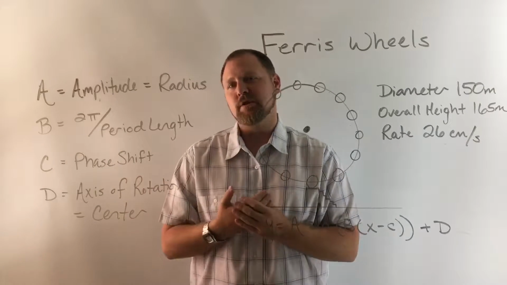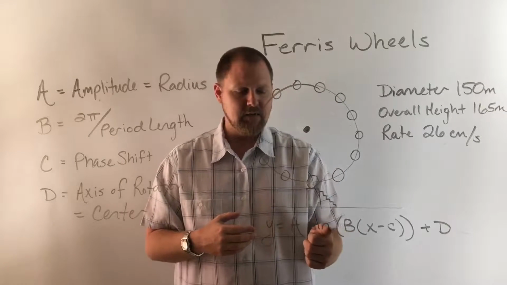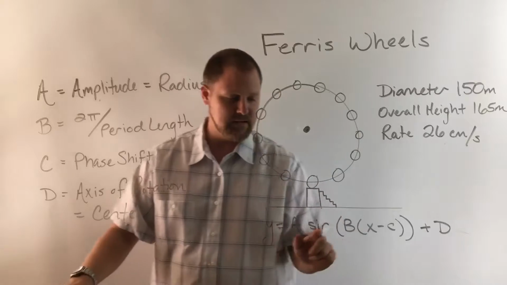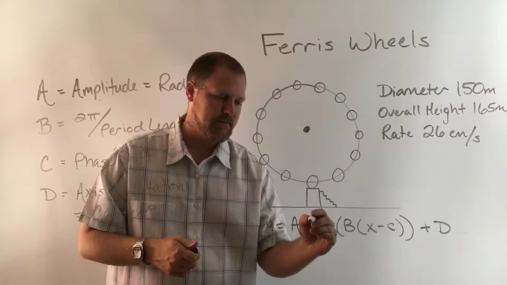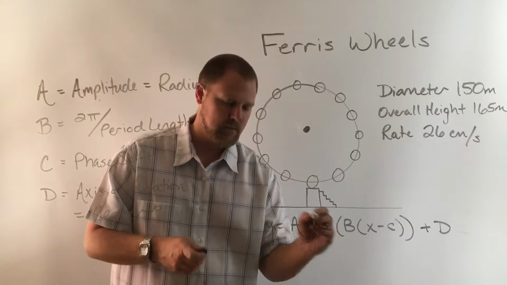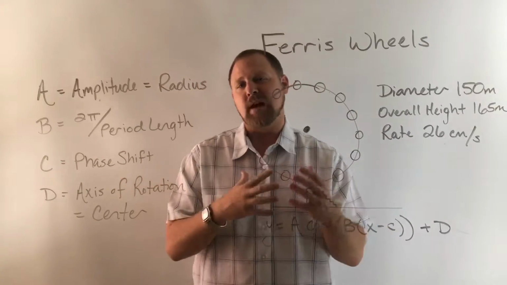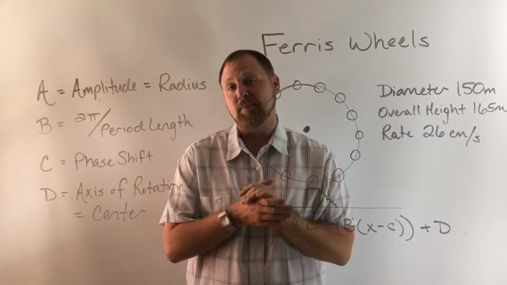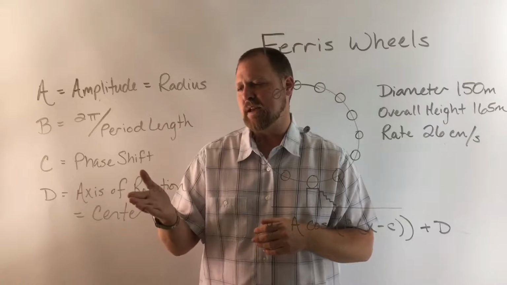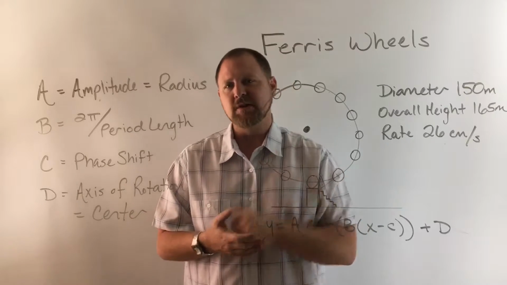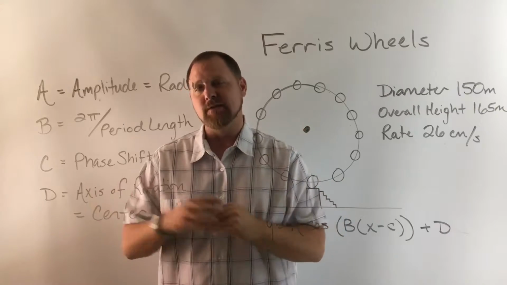C is the phase shift, and I'm going to suggest instead of doing a function with sine, doing cosine. And then C, the phase shift, is the amount of time it takes us to get to the top, to the overall height of this circle. And then D is the axis of rotation, or the center of the circle. How high off the ground is that center? That's going to give us D.